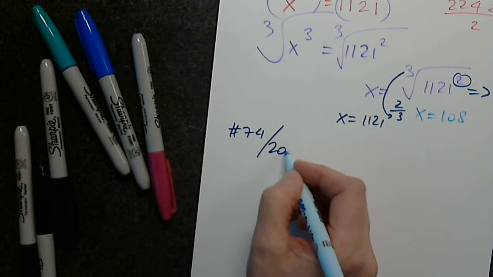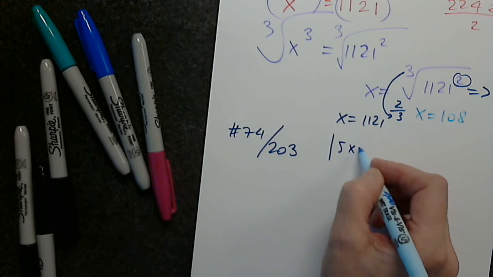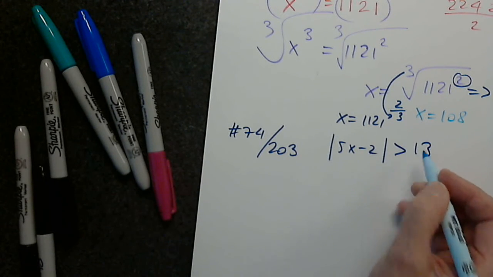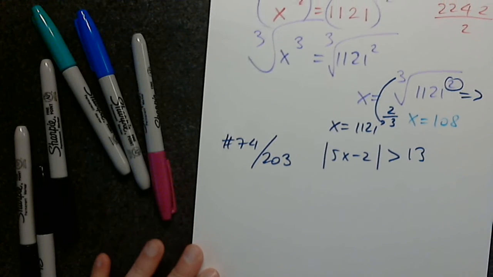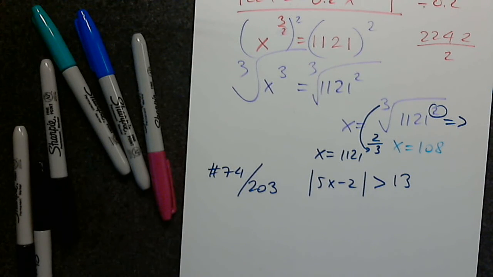On page 203, that is the absolute value of 5x minus 2 greater than 13. We know that we only have two types of absolute value inequalities. Can anyone identify which type this one is? Is it the one in the chain, or is it the one with two completely separate inequalities, and the union will be in the final answer? It's going to be a union.